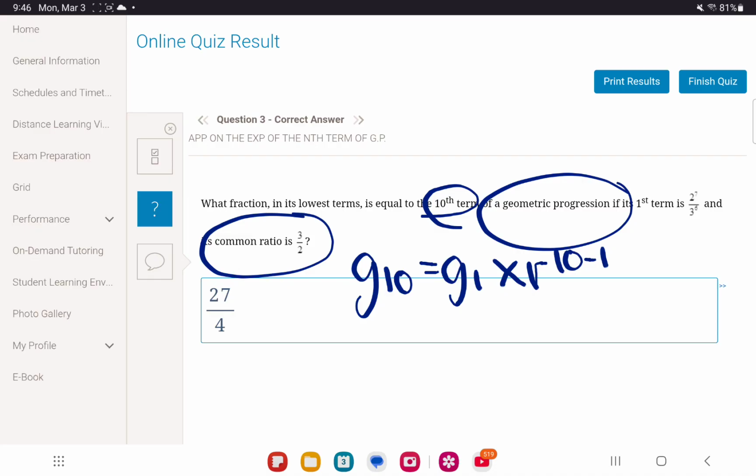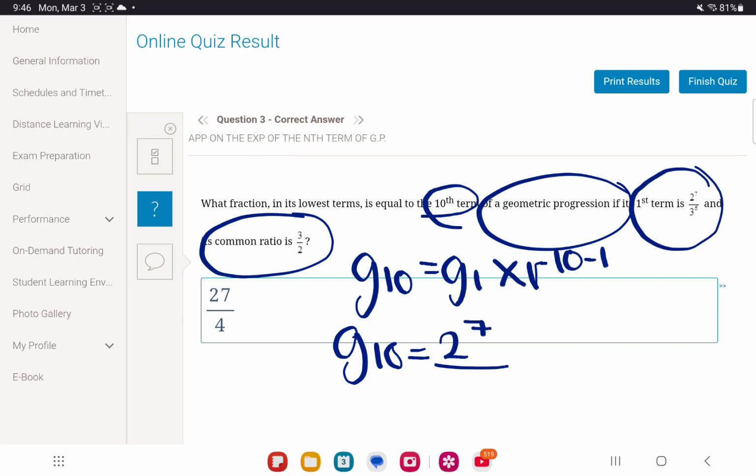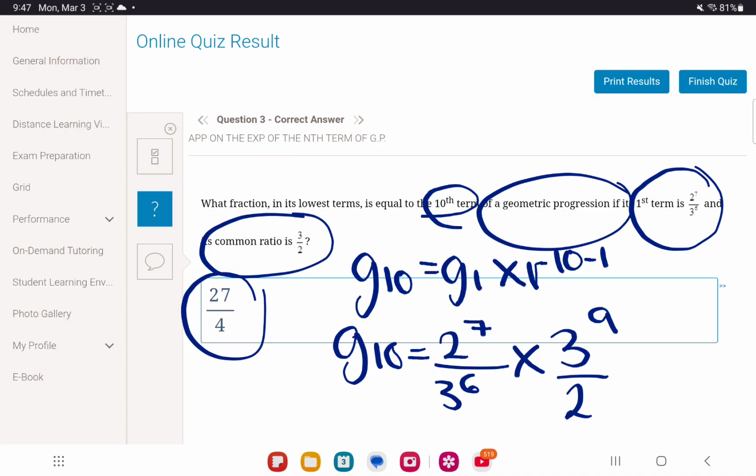Okay, here let's put everything in. G1, they already told you that the first term is 2 to the power of 7 over 3 to the power of 6. You might say, oh my god, why is it so big? Don't worry, just use your calculator. They're there for a reason. Okay, so times 3 over 2, which is our common ratio, to the power of 10 minus 1, which is 9. We use our calculator and we get 27 over 4. It's as simple as that.